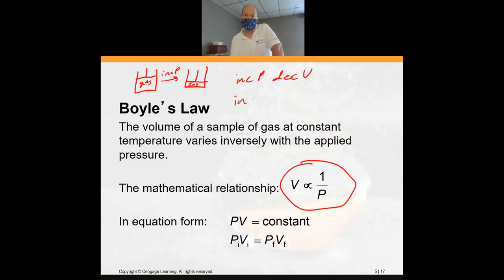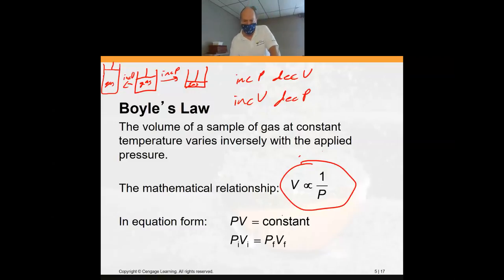If we go the other way and we increase the volume, we have the same amount of gas in there, and we're not changing the temperature. So now here's the gas. We have fewer molecules banging against the wall. So if you increase the volume, you're going to decrease the pressure. So they are inversely proportional. If you increase one, you decrease the other one.